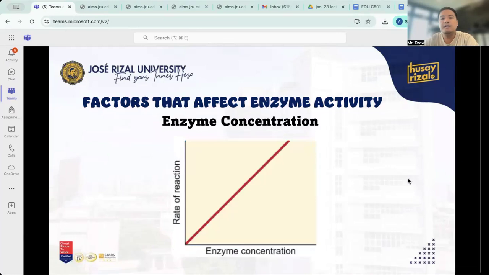Another factor that affects enzyme activity is the enzyme concentration. The more enzyme molecules present, the faster the reaction rate because more active sites are available for substrates. But if the substrate is limited, adding more enzymes won't increase the rate any further. It is like having too many workers but not enough tasks to do.